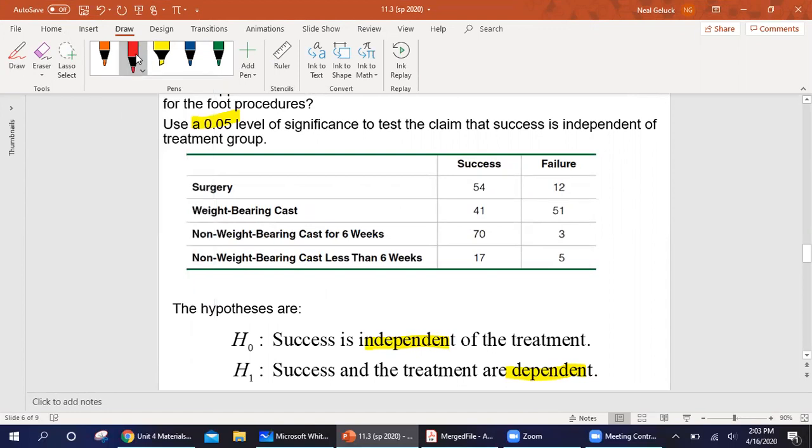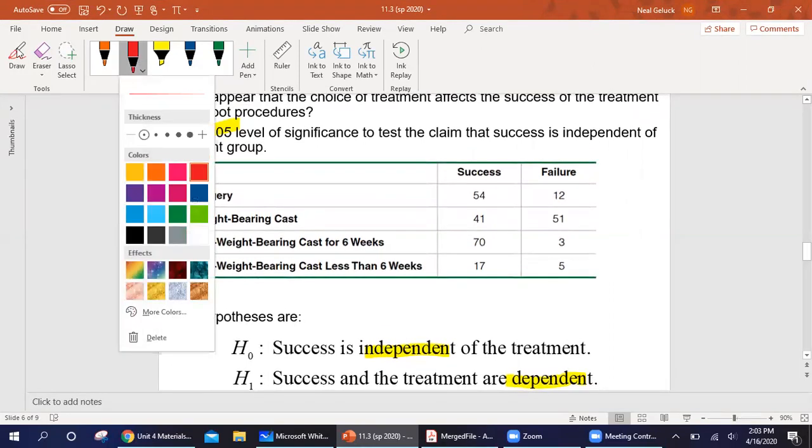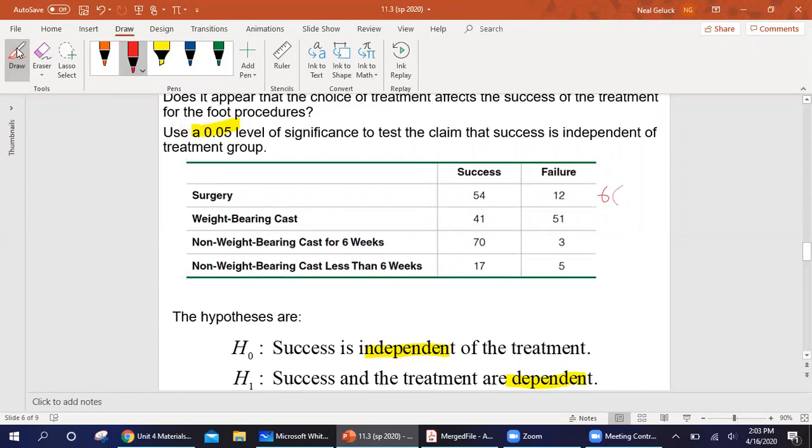Okay, so I will need these numbers, so I'm going to get them right now. The total of the first row, 54 plus 12, I'm just going to write it off to the side. That is 66. The second row's total, 41 plus 51, would be 92. Next one's going to be 73. And the last one's going to be 22.